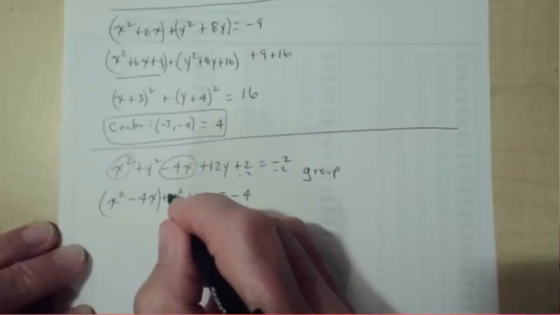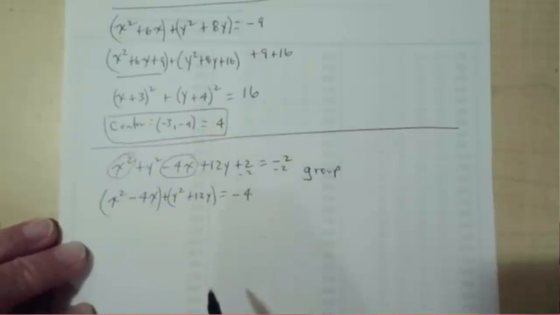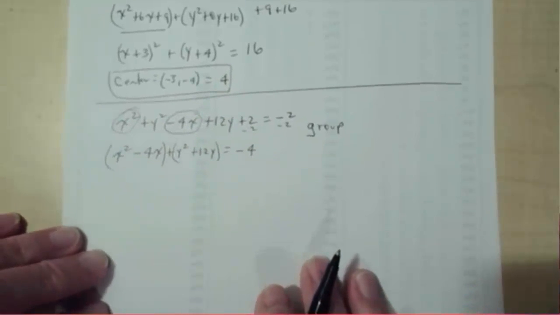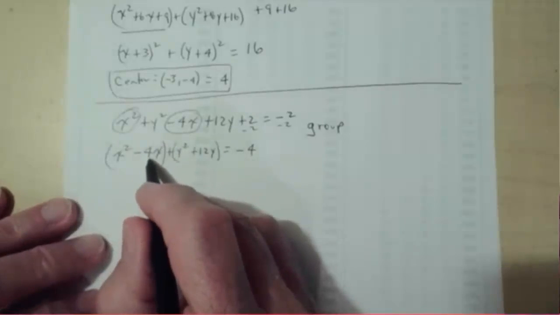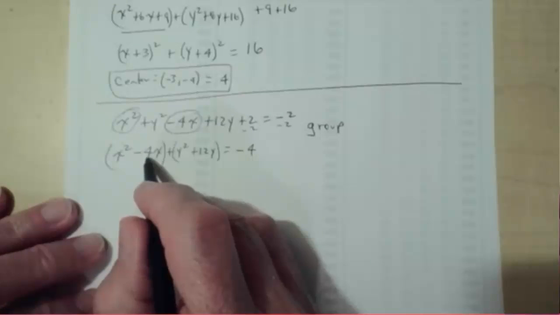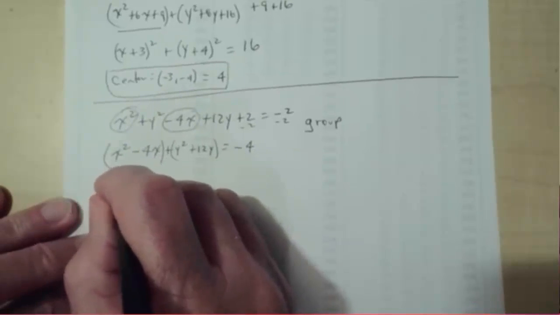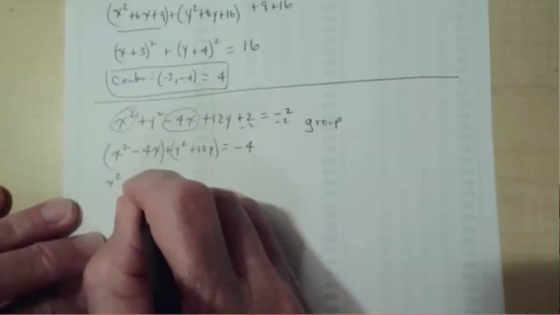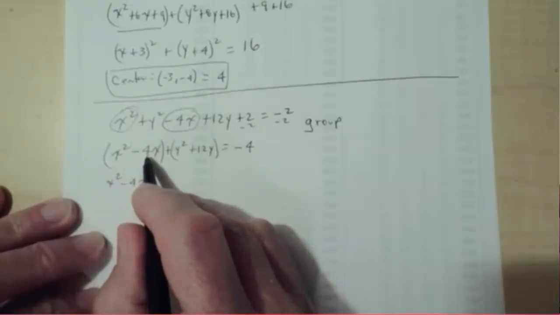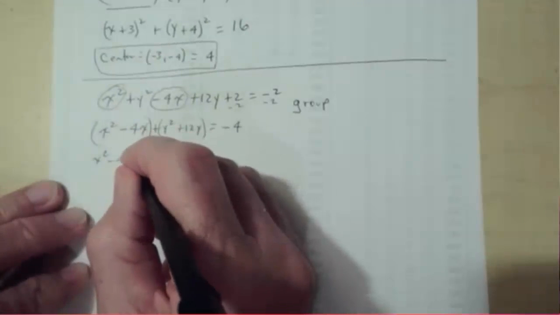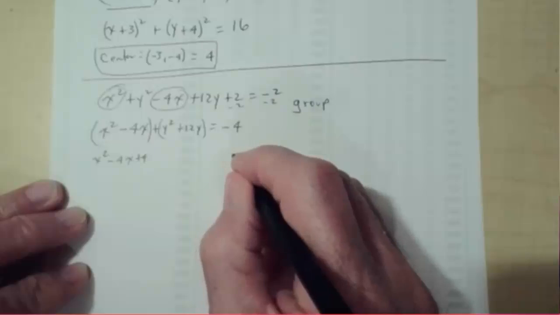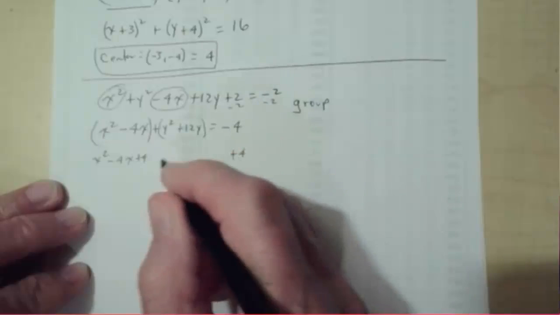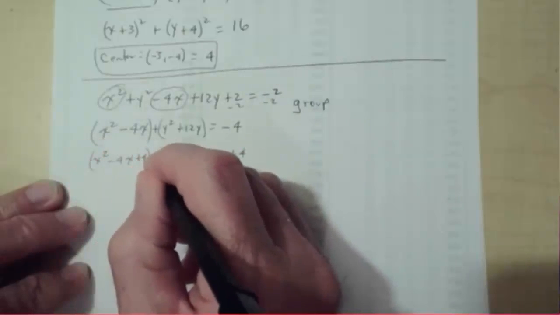Okay, now we're going to take each one of these and we're going to turn them into perfect squares. And the way we do that is we take half of this. So we take x squared minus 4x. Half of 4 is 2. 2 squared is 4. So we're going to add 4 to that side. And we're going to add 4 to this side.